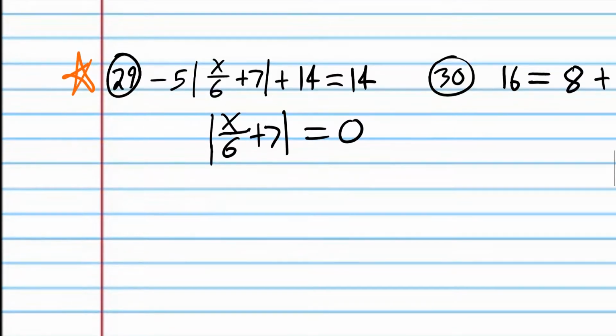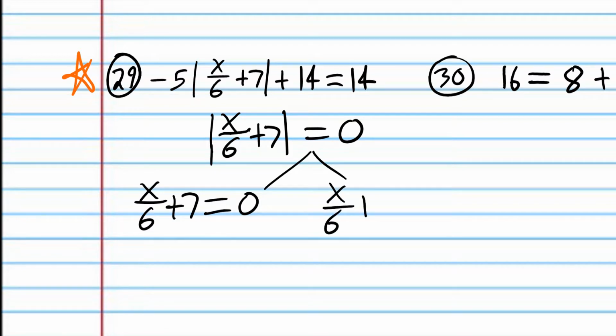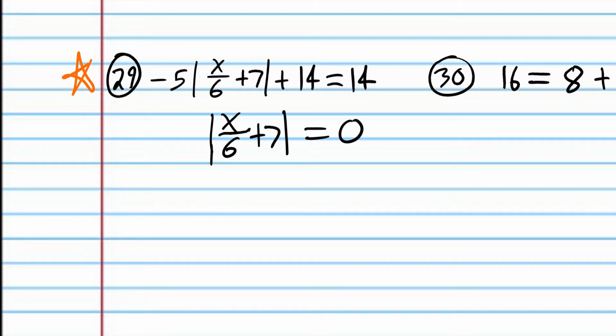And so we've isolated the absolute value. We're ready to separate. So x over 6 plus 7 is equal to 0, or negative x over 6 plus 7 is equal to -0, but that's the same thing. -0 is the same thing as 0. So it's really just one equation that we need.